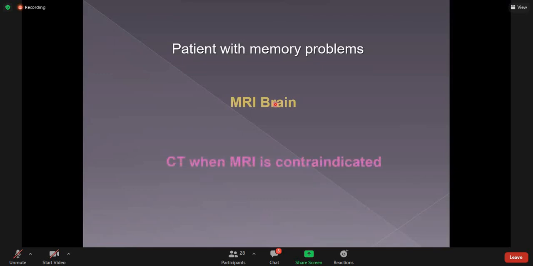If the patient has any contraindication for the MRI, like a stent, cochlear implant, or pacemaker, then the investigation in a patient with memory loss is the CT. First, the first investigation is the MRI.